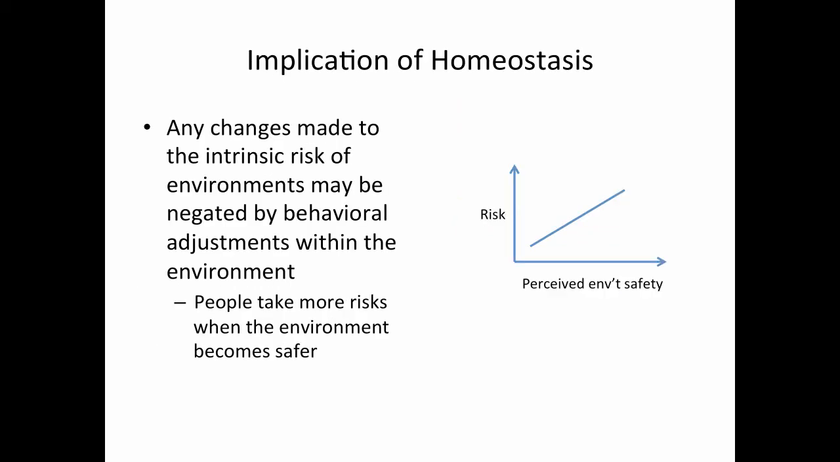The implication of homeostasis is that basically any change made to the intrinsic risk in an environment may be negated by behavioral adjustments within the environment. People take more risks when they perceive the environment is safer. Again, emphasis on perceptions here. So interventions designed to increase safety, perhaps by decreasing the amount of risk in an environment, may end up having little effect because people's behavior changes such that they behave in a riskier manner.